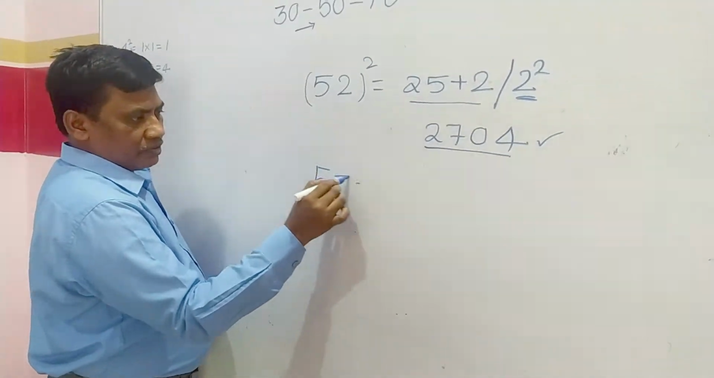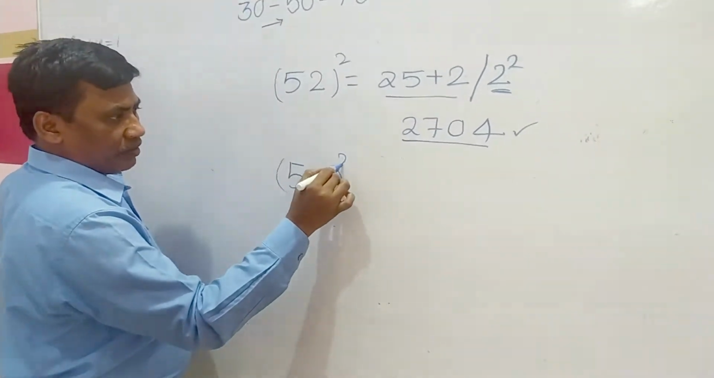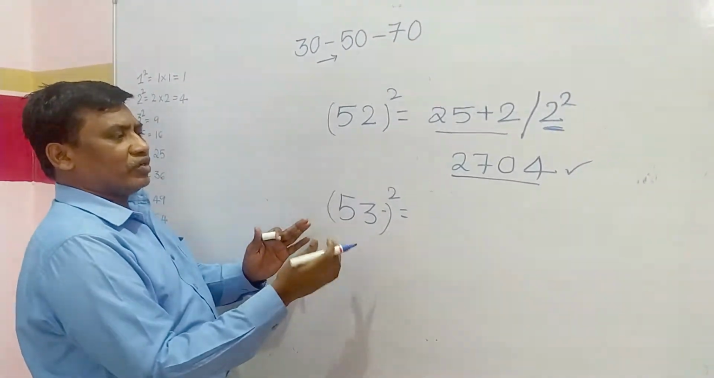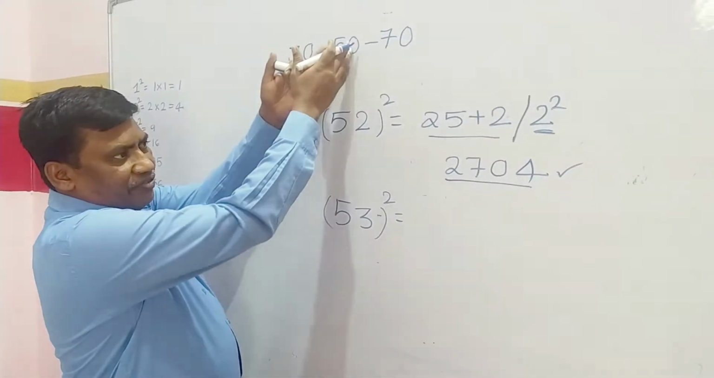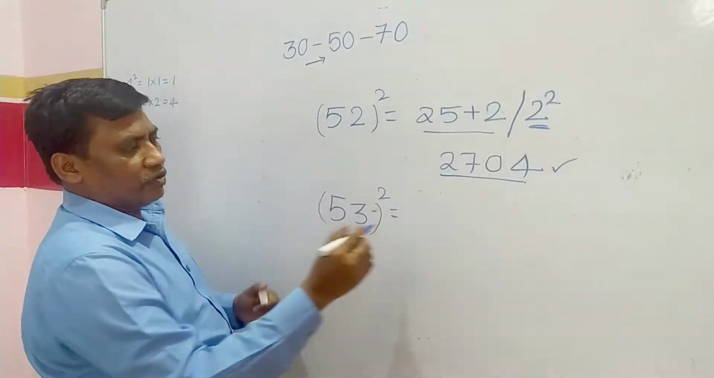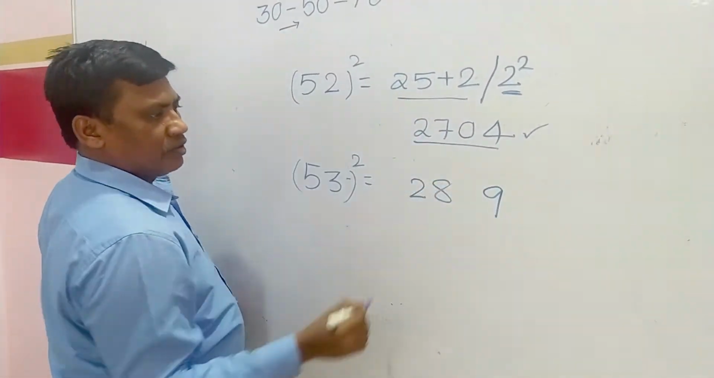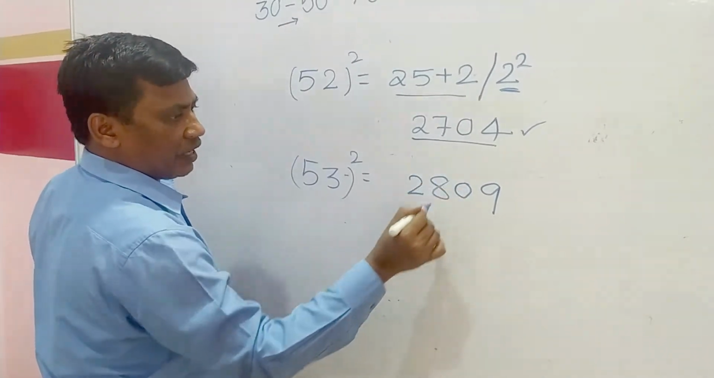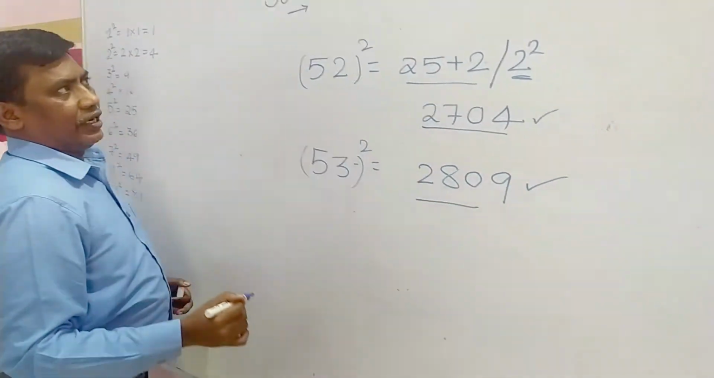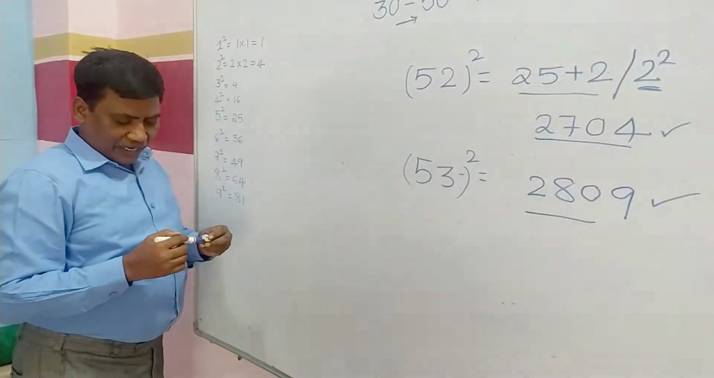And again, 53 square. No need to solve actually. 53 is 3 more than 50. 25 plus 3 is 28. 3 square is 9. A single digit, so you just add 0 before it. Like this we can do it.